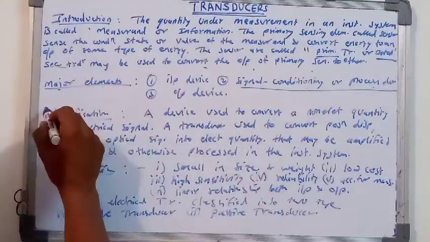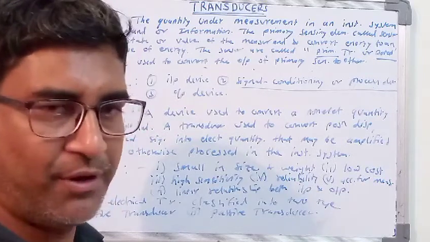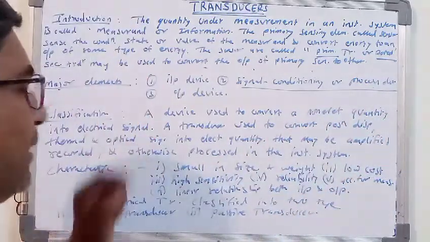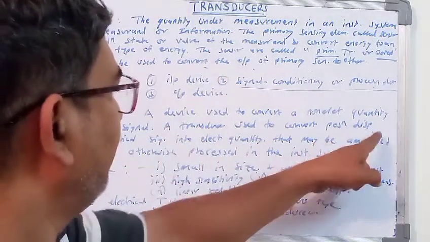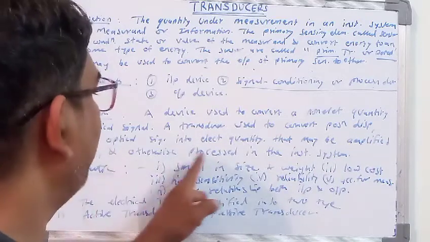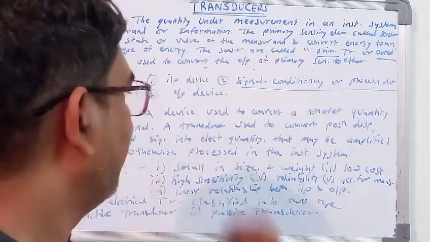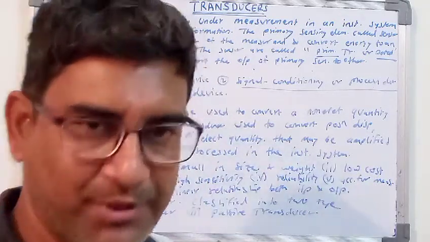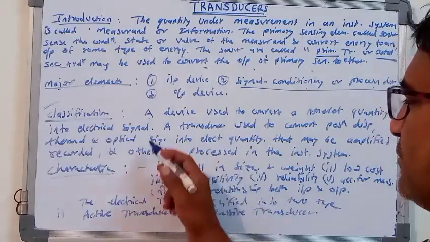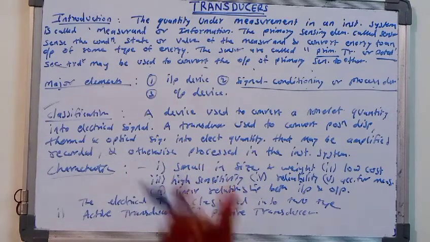Okay students, now we will see the classification. This is the device used to convert a non-electrical quantity into an electrical signal. The transducer converts position, displacement, thermal and optical signals into an electrical quantity that may be amplified or recorded and otherwise processed in the instrumentation system. If the position is specified, it is converted. If you are recording the value, or if it is an optical signal, it converts everything into an electrical quantity that may be amplified and recorded. The amplification and recording parts are very important in this transducer.